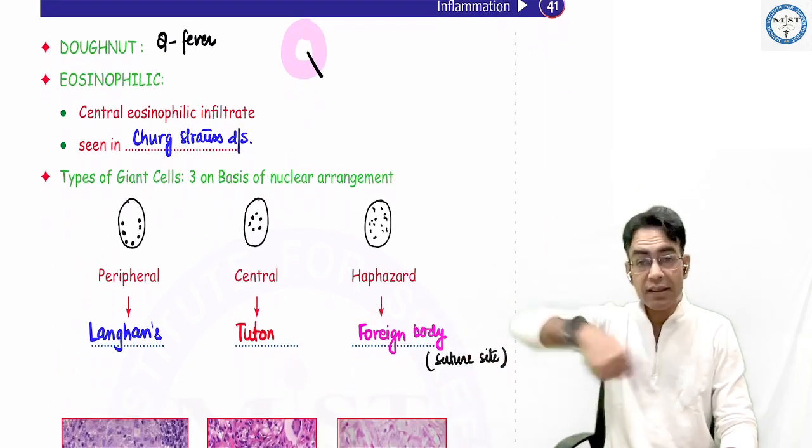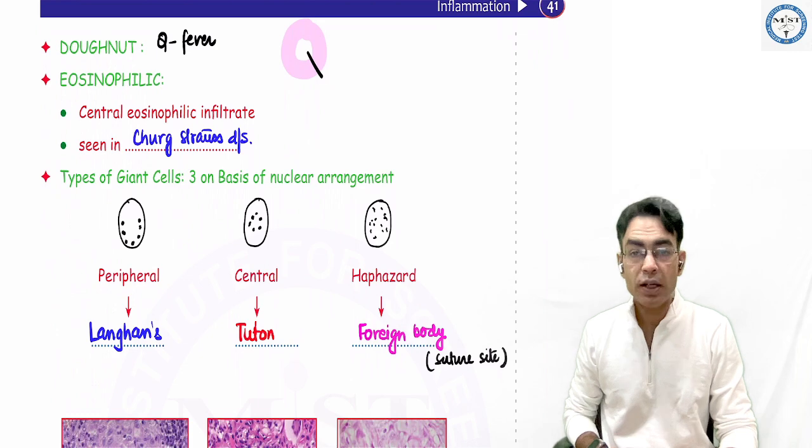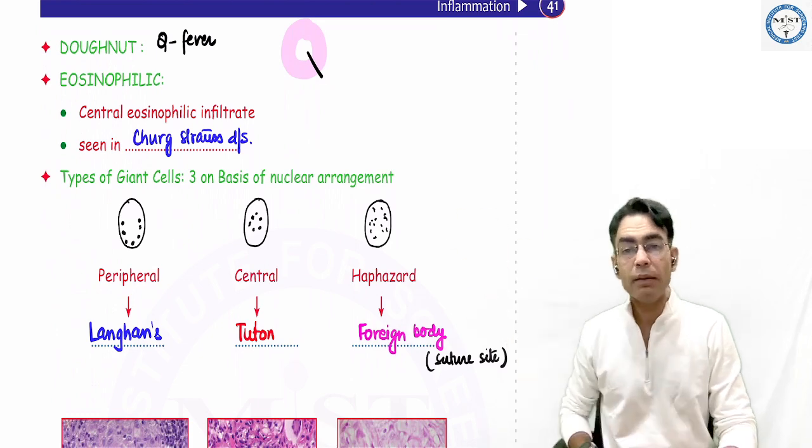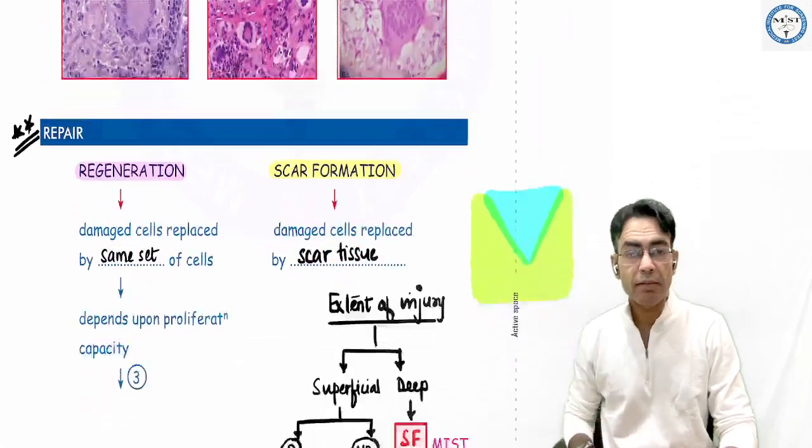Giant cells: necklace-like, Langhans. Central nucleus, Touton. Anywhere, haphazard, foreign body. These are the images. This image has come in the exam.